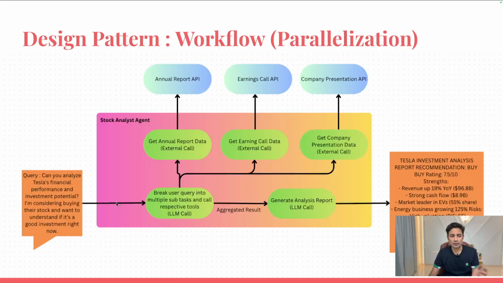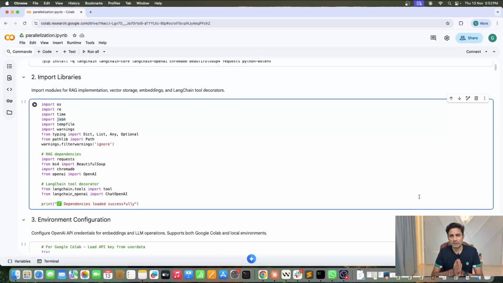We will get the query from the user, that's the query part here, and then we will break the query, divide it into subtasks, and call the respective tools. Those tools will make calls to those APIs, get the data, and then we will generate the response and send it back to the user. So let's go to the implementation now.